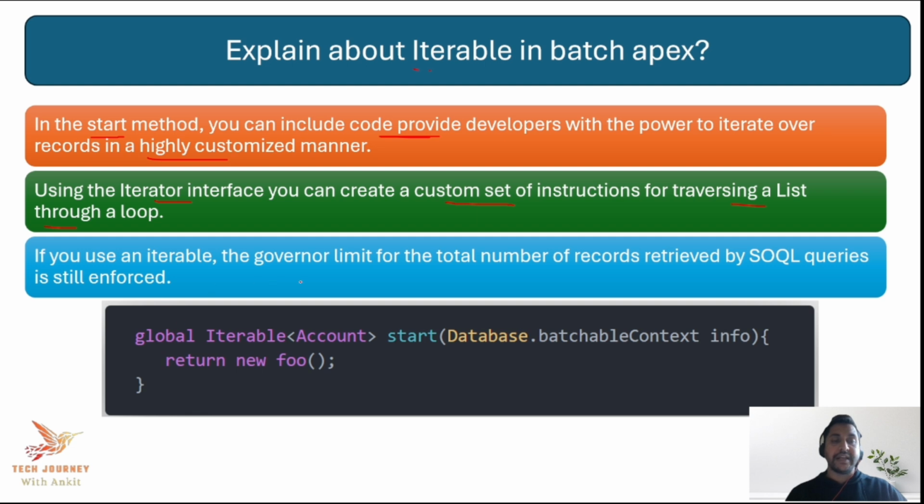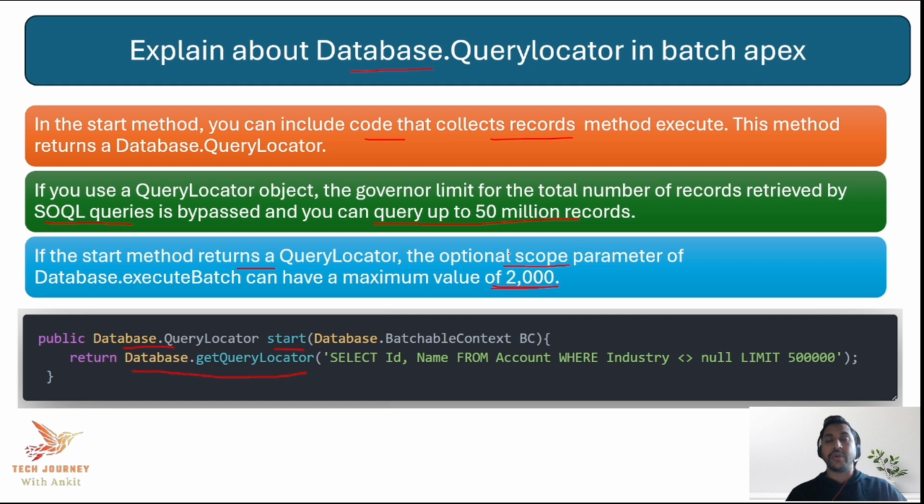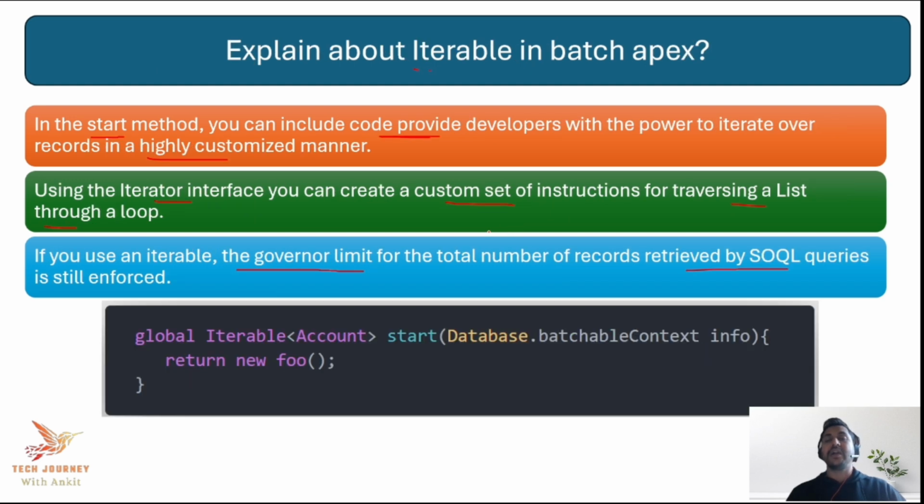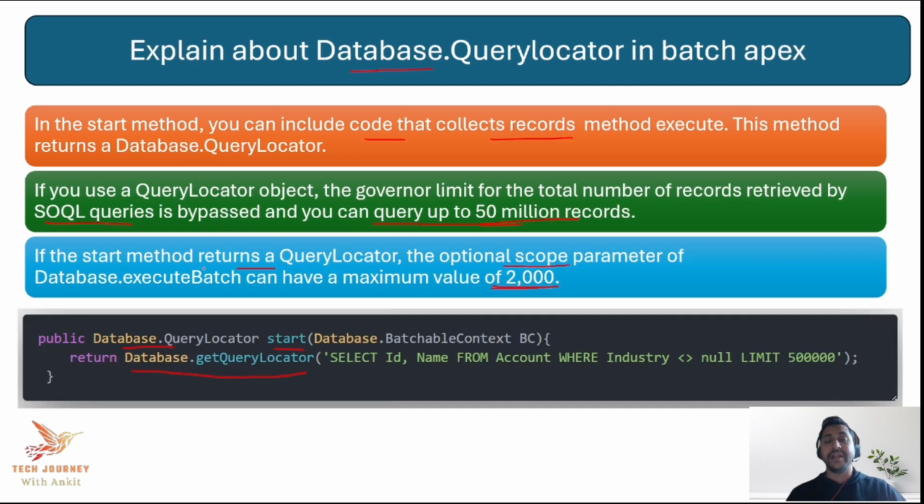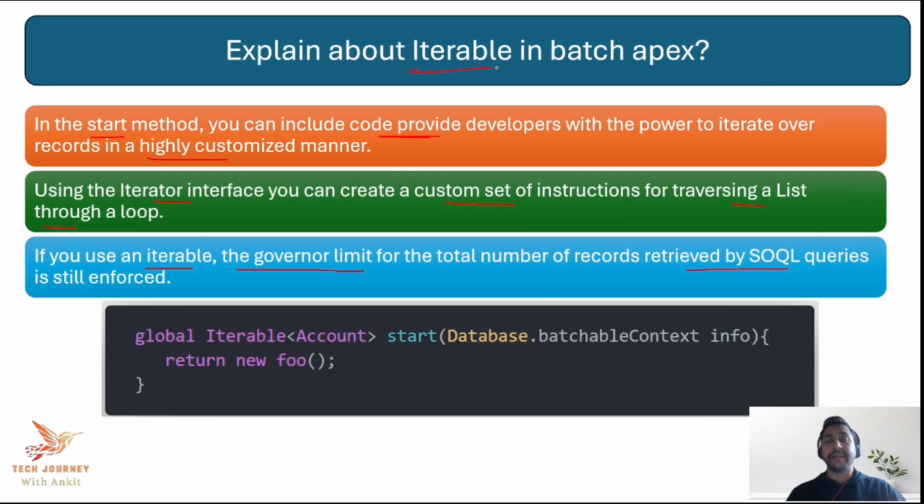If you use an iterable, this is what you have to remember with respect to the governor limits. If you are using the iterable interface, then you still have the governor limits imposed by the SOQL query. So the point here is, if you are using the iterable interface, you cannot fetch or process 50 million records. That option is not possible with the iterable interface. The 50 million record option is only possible whenever you go for the Database.QueryLocator.